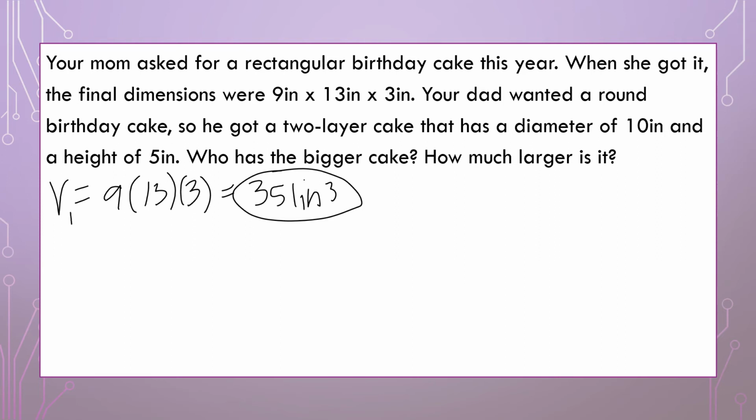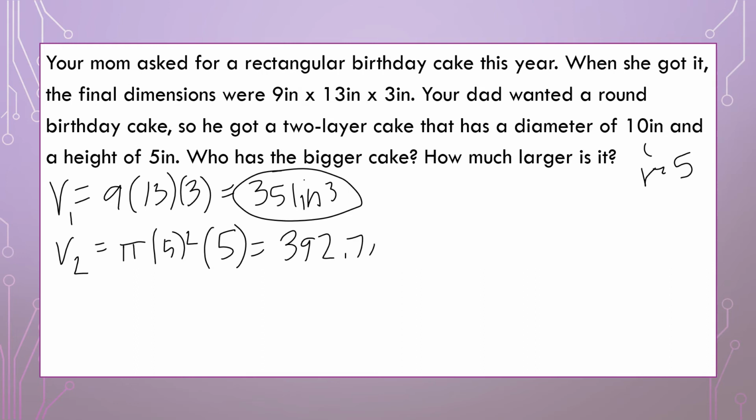So then for dad's cake, it is a cylinder because it's a round birthday cake. He got a 2-layer cake that has a diameter of 10 inches, so that means the radius is 5. So we're going to do pi times 5 squared times 5 for the height, which is about 392.7 inches cubed. So the round cake is bigger.